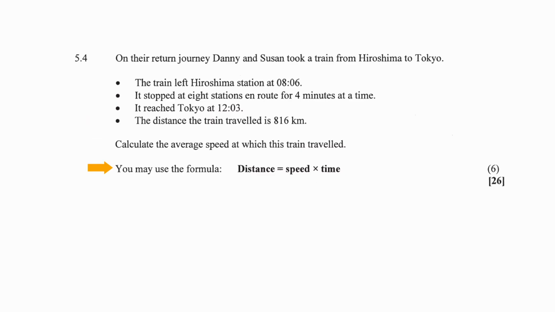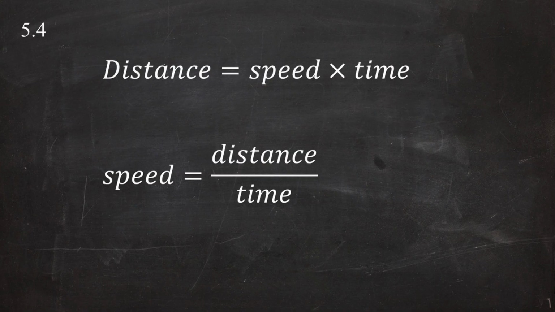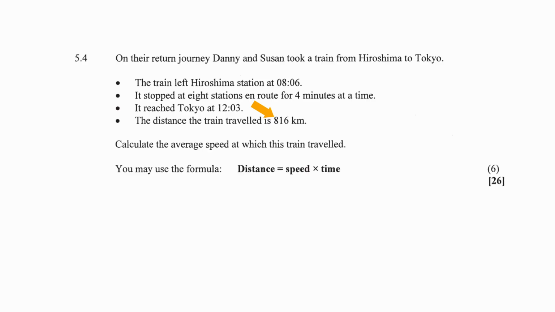You may use the following formula: distance equals speed multiplied by time. Since this question asks us to calculate the average speed of the train, we first have to rearrange the formula that was given so that speed is the subject of the formula. Since distance equals speed multiplied by time, speed will equal distance divided by time. The units for speed, distance, and time in this formula will be speed in kilometers per hour, distance in kilometers, and time in hours. From the information given, we see that distance is given in kilometers, but time is given in hours and minutes.